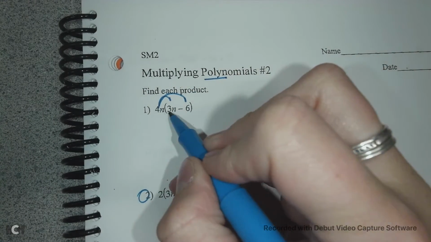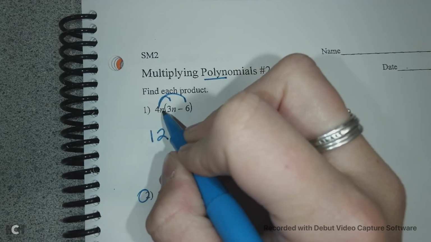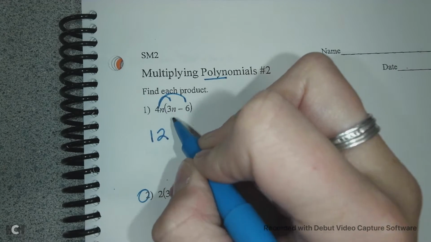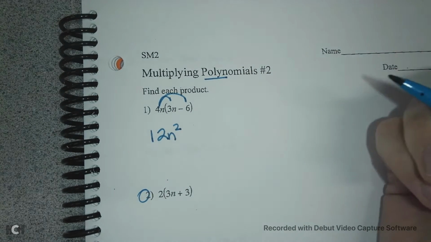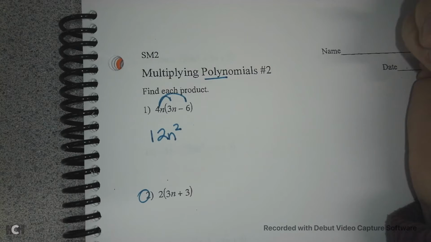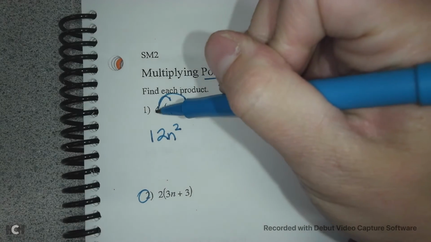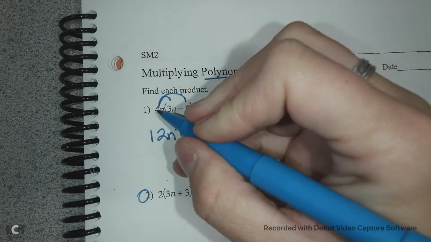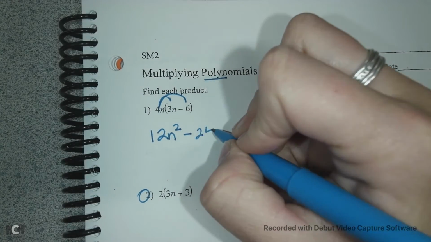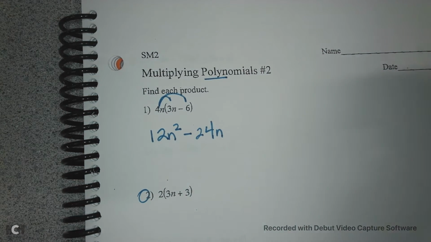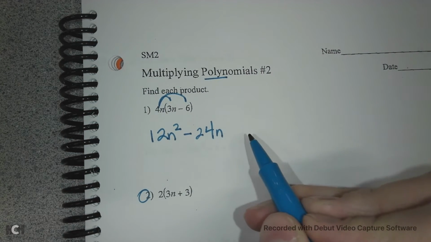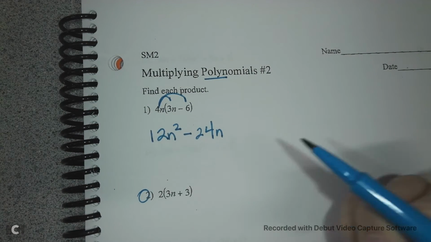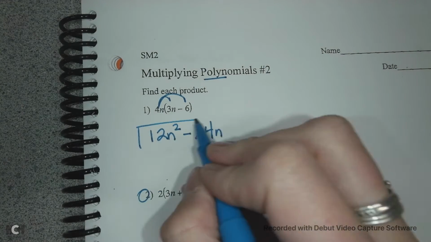Multiply the likes, so 4 times 3 is 12, and then I have one n and another n, which is 2n, so we have to remember our exponent rules. Then I distribute my 4n to my negative 6, so 4 times negative 6 is negative 24, and then we put that n there. Notice that we have our problem in descending order with the highest exponent to the left, so that is our final answer.